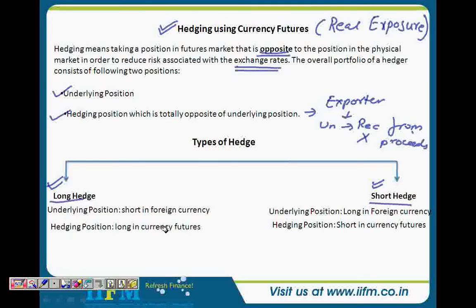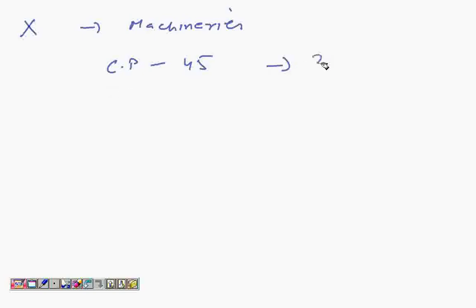So what is a long hedge? It basically depends upon the position which you are taking in the currency futures market. Right. So in a long hedge, you'll take a long position in the currency futures market, which would be completely opposite to the underlying position. So let's look at it like this. Now X is there. He makes machinery and exports it. Current price is 45. And let's say the delivery has to be made and the payments will be made 3 months later.